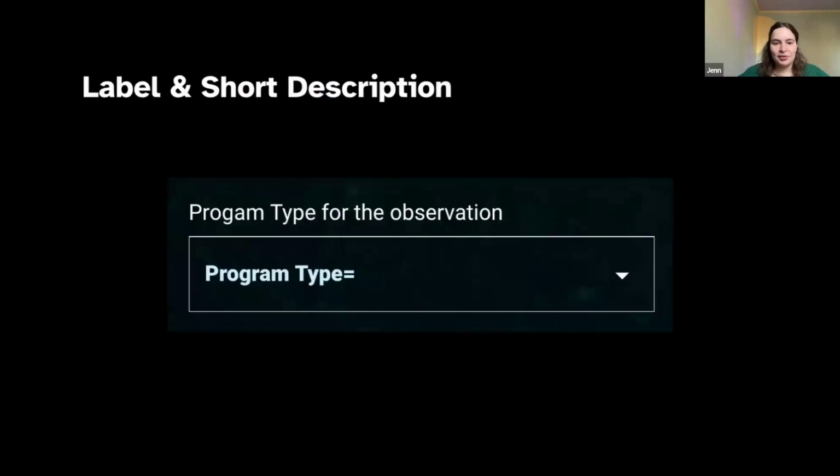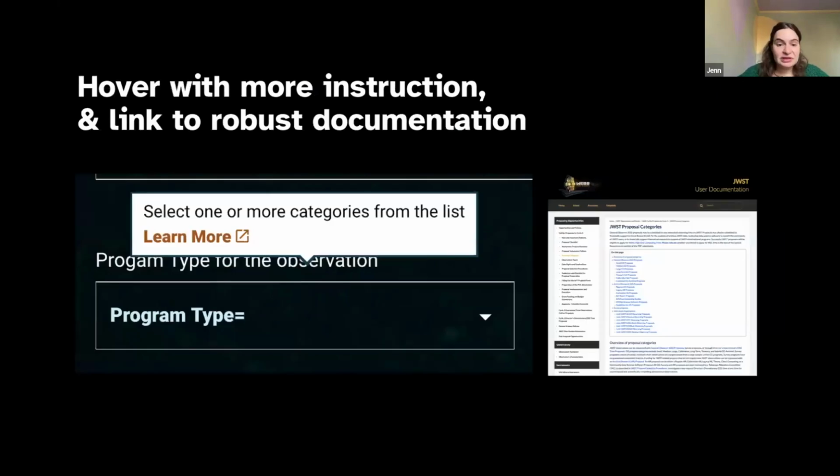So here's an example of built up documentation. We have this component, it's called program type. So the title is helpful too. Hopefully it's a clear title. And then we have a short description right above it that might help explain further. And then we have a hover tooltip that explains how to use it. And within that tooltip, we have a link that brings you to exactly the list of definitions in the more robust documentation.